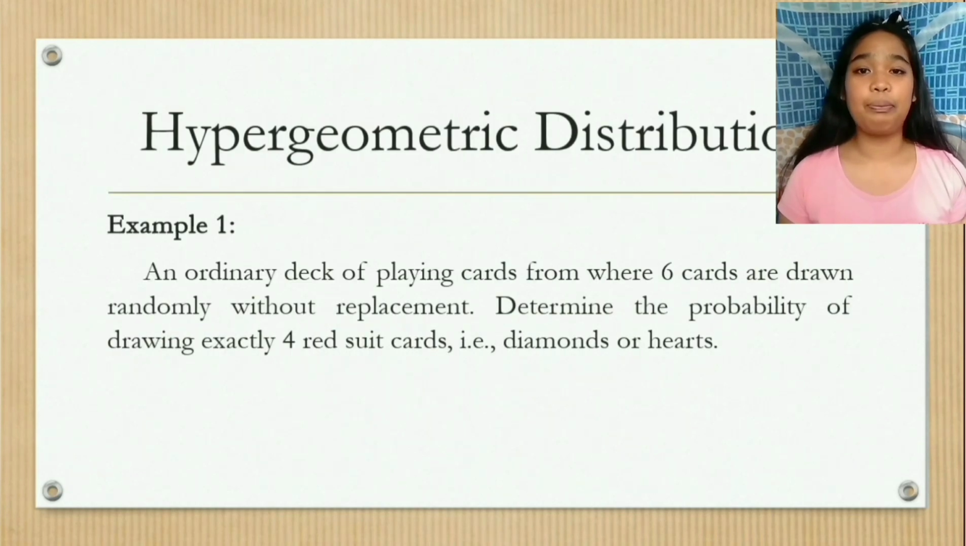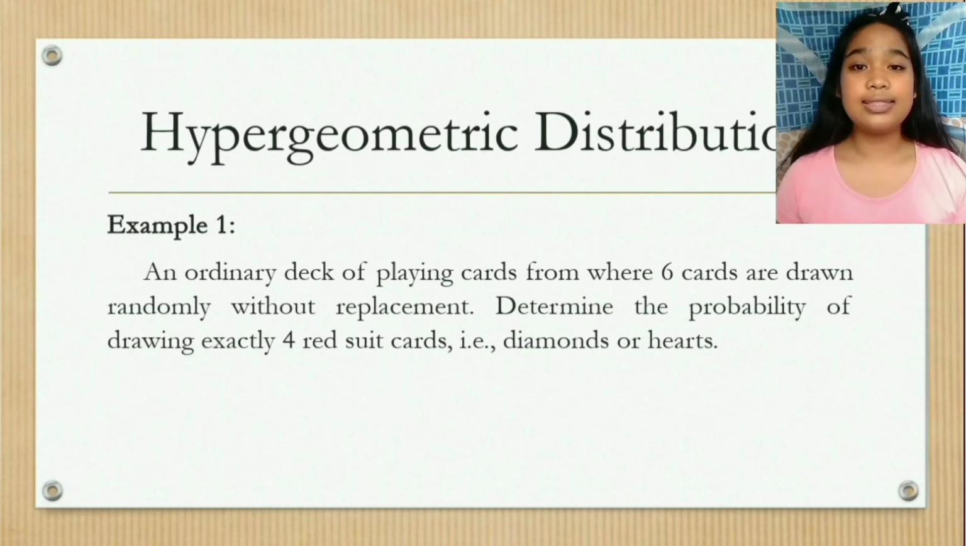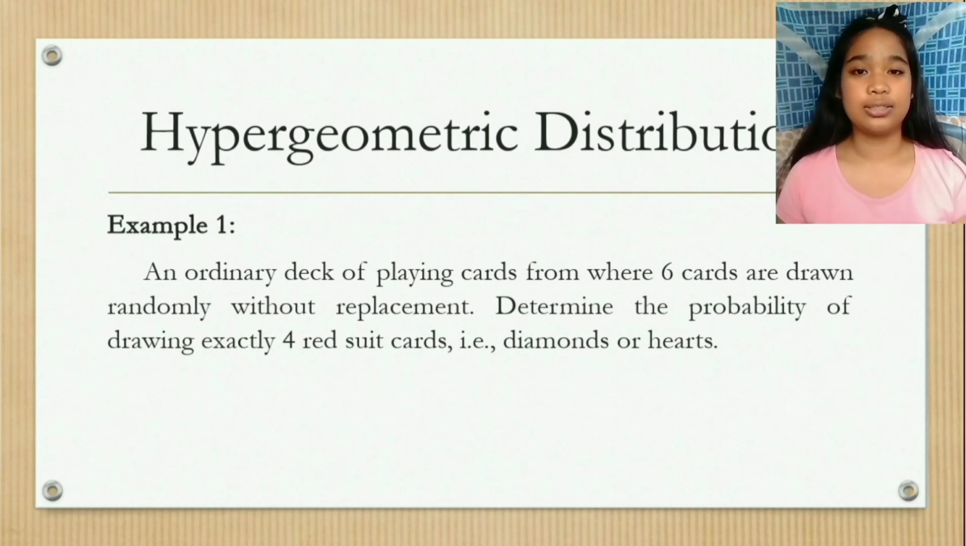Next is the example of hypergeometric distribution. Example 1. An ordinary deck of playing cards from which 6 cards are drawn randomly without replacement. Determine the probability of drawing exactly 4 red suit cards, for example diamonds or hearts.